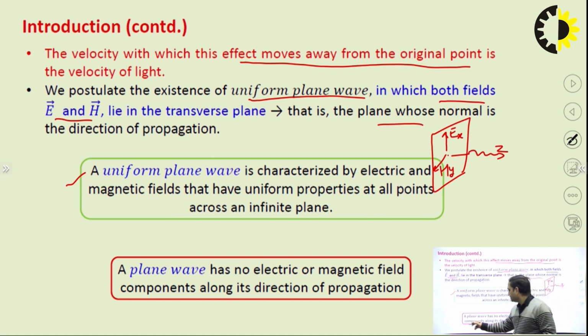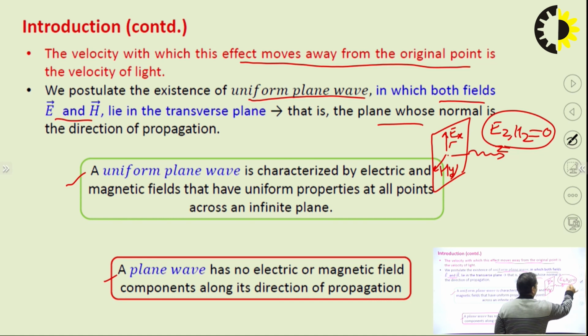And the second thing is that the plane wave has no electric or magnetic field component along its direction of propagation. So, by this diagram we can also see that the E and H components are transverse in nature and lie in the plane, and there is no component of the electric and magnetic field in the direction of z. So, in short, the Ez component and the Hz component will be 0.